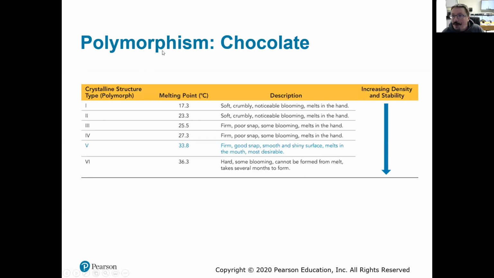This is an example of that polymorphism we talked about, those different crystal structures present within the same type of molecular crystal. So for chocolate, if you've been watching all those fancy baking shows that occur now, notice they talk about tempering chocolate. So what they're actually doing here is heating the chocolate in a certain way and controlling how they heat it or how they cool it to get a different crystal structure.